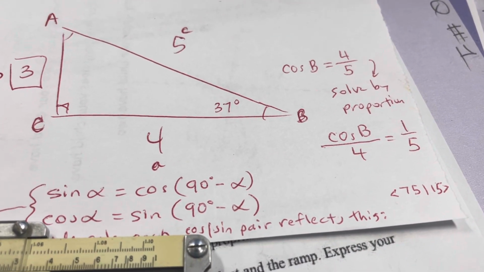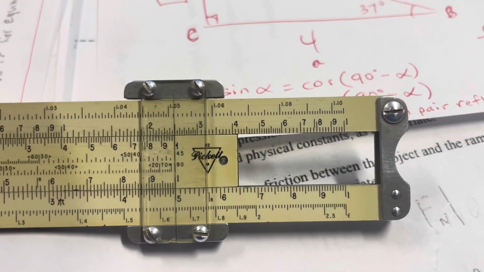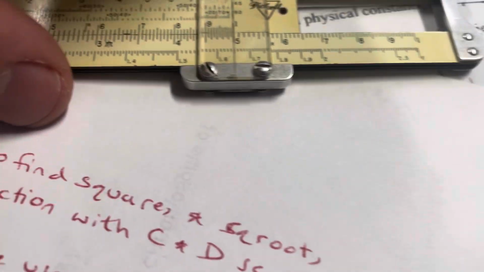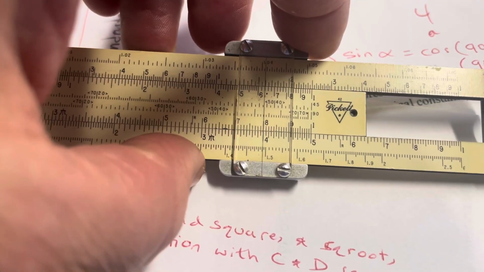Then we're going to throw in the 4. And the way you get to the 4, so we got the 5 on the bottom, we've got an index. Now to get to the 4, you just slide the hairline over to the 4. And there's the 4 there.